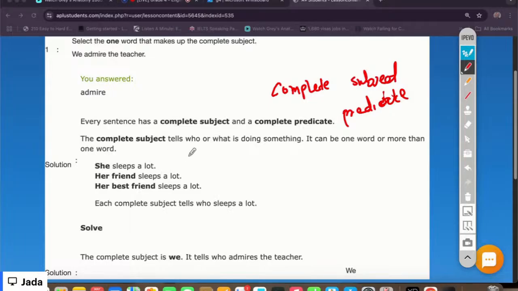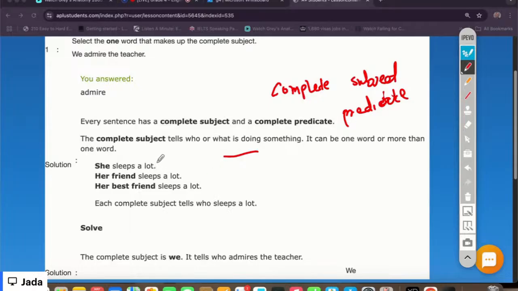Now, the complete subject tells who or what is doing something in the sentence. It tells you who is doing the action, what is going on in the sentence. It's the subject that tells you that. It can be one word or more than one word.